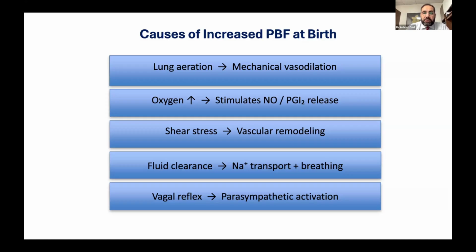Other things related to shear stress itself, once the opening of the lung, the blood gushes into the pulmonary vasculature, flattening all those endothelial cells and causing vascular remodeling. In addition to other mechanisms that we're still trying to understand and fathom, so we can work on better therapy and management.